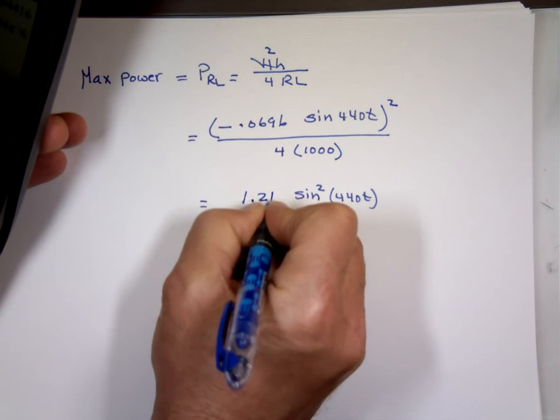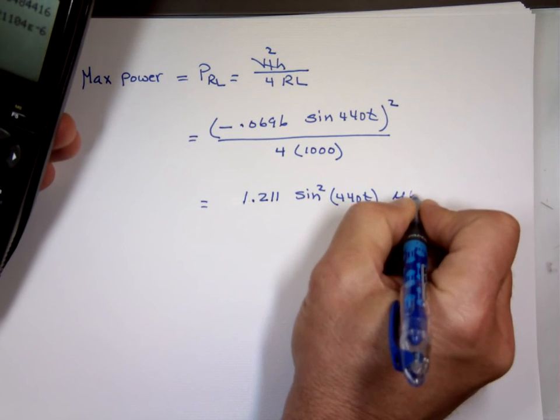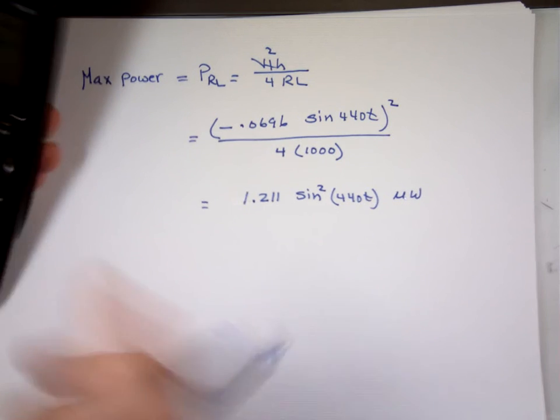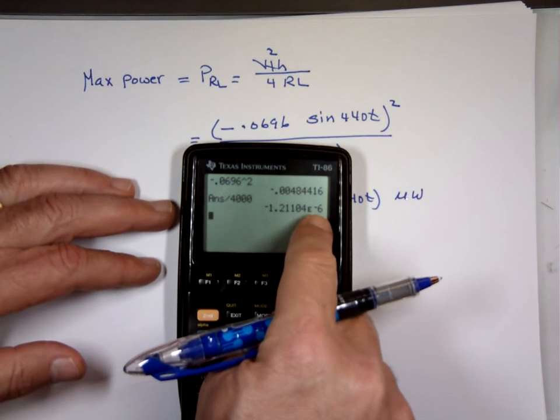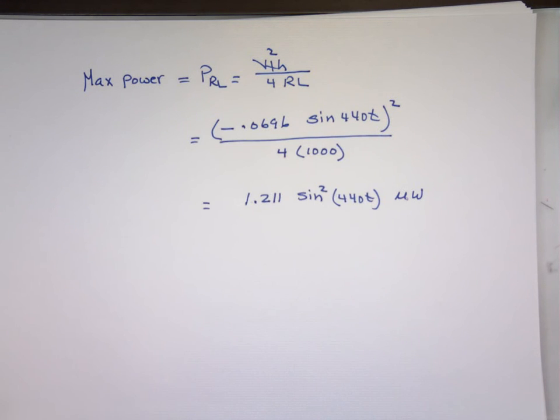1.211, it says times 10 to the minus 6. That means microwatts. 10 to the minus 6 is a micro. So that's why it's microwatts. That's how much power was absorbed by the load. So now we know how to calculate the maximum power transfer and what value of R sub L will give me a maximum power transfer.